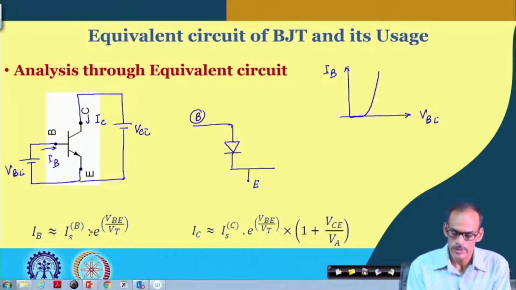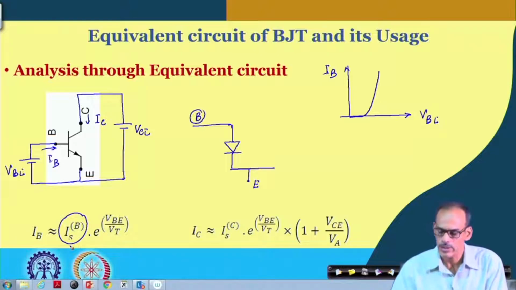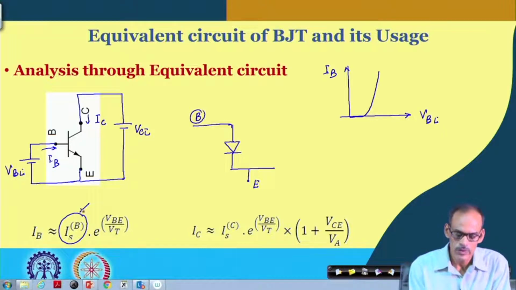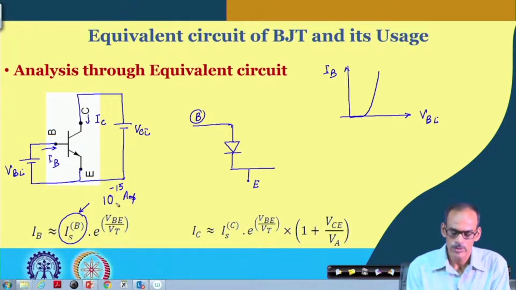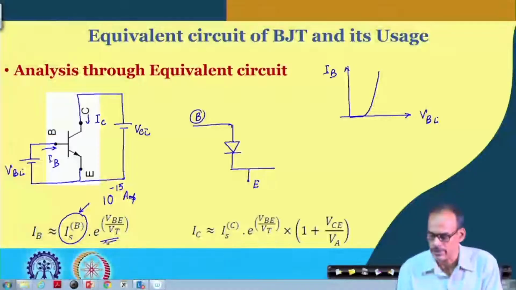Whatever the diode, its corresponding reverse saturation current is this one. Typically it is very small compared to a normal diode, but still the diode can represent its behavior, though the value of this one will be on the order of maybe 10 to the power minus 15 ampere. In comparison, for a typical normal signal diode, this will be 10 to the power minus 13 ampere. But the exponential relationship is still maintained.